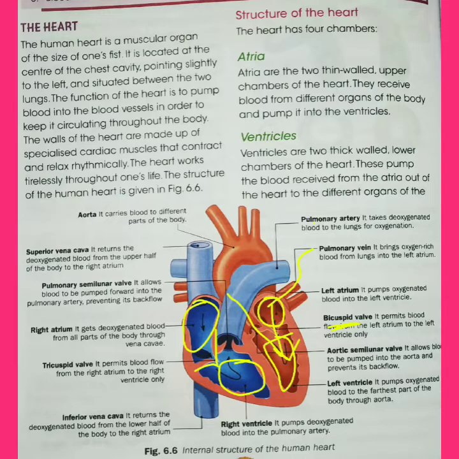But in this case, superior and inferior vena cava brings deoxygenated blood from the body into the right atrium. Then it passes into the right ventricle through tricuspid valve, and from this right ventricle it passes into pulmonary artery, and there is another valve, that is pulmonary semilunar valve.